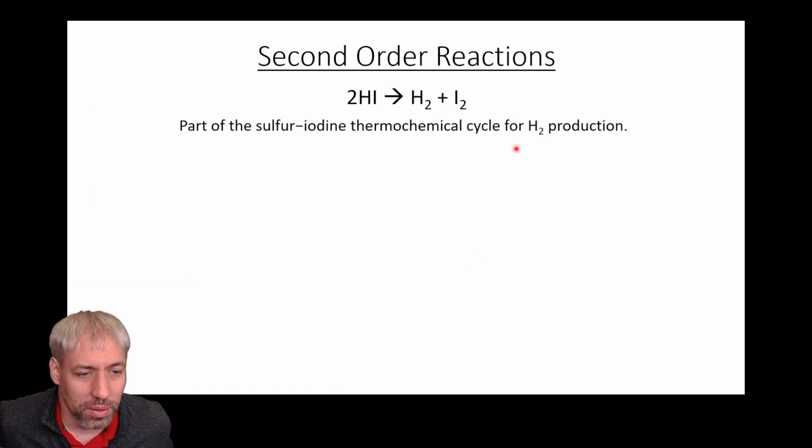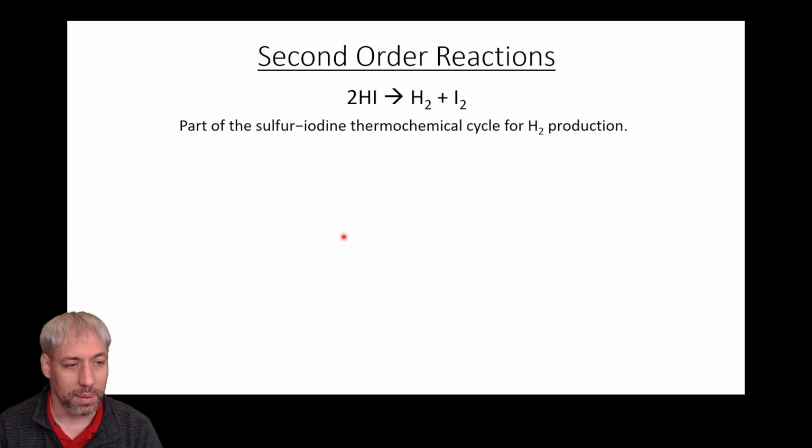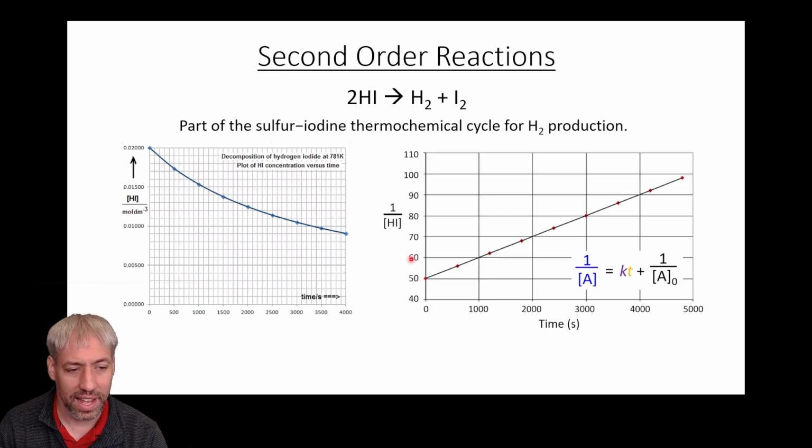All right, second order reaction. These are bimolecular reactions. You'll learn about bimolecular reactions a lot in organic chemistry, but this is just one example. Two HI going to H2 plus I2. Sulfur iodide thermal chemistry for H2 production, but you get a graph that looks something like this. The concentration change in HI versus time looks like that. If we graph it as 1 over [HI], we get a straight line. That is a second order reaction.